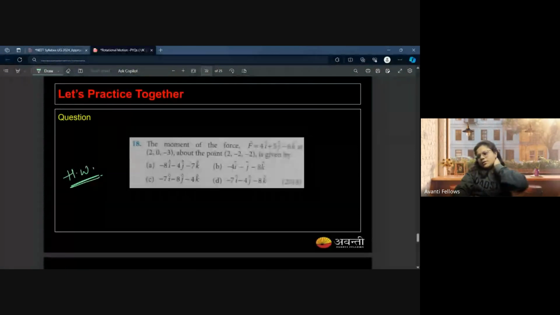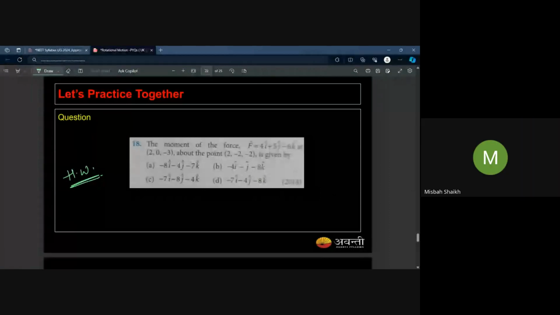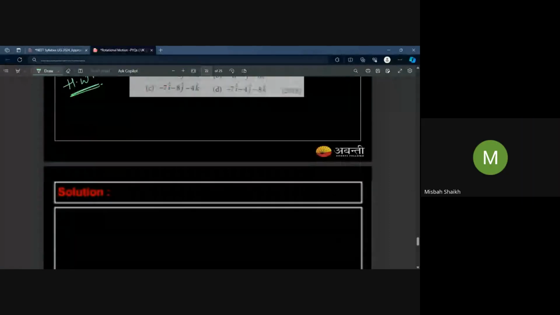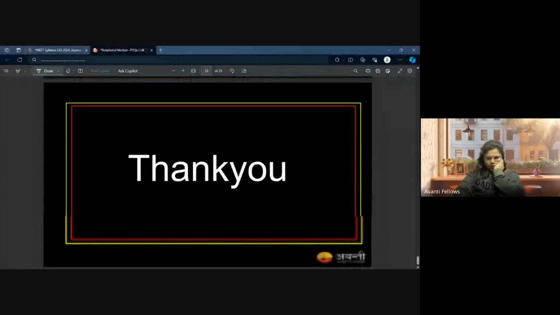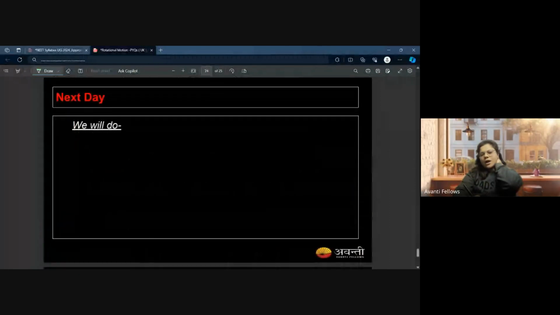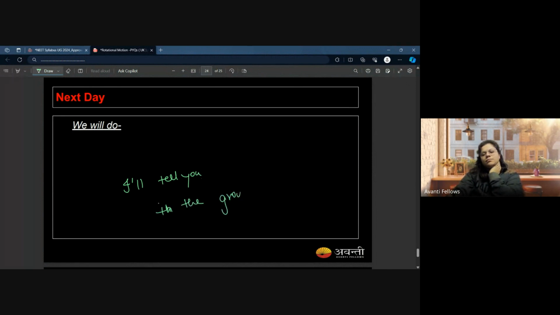Have you taken the screenshots? Okay. So in next class, what will we do? I'll tell you in the group. For time being, I will share this PDF as well.